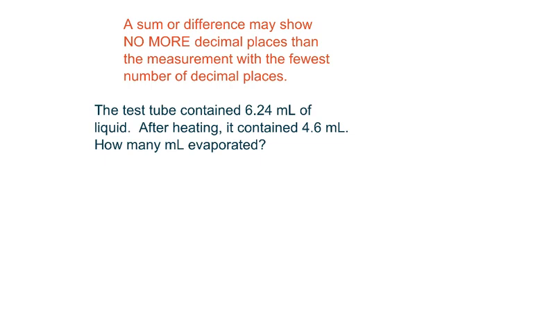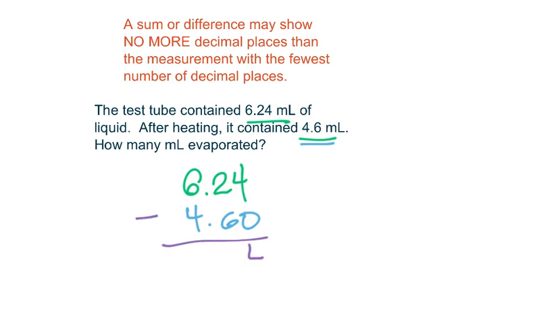Similarly, it says a sum or difference may show no more decimal places than the measurement with the fewest number of decimal places. So, okay. Then they give us an example. The test tube contained 6.24 milliliters of liquid. After heating, it contained 4.6 milliliters. How many milliliters evaporated? Okay, I get this. So this would be, I'm subtracting here. So I would take the 6.24, and I'm going to subtract my 4.6. I'll tag a 0. I know how to do this. And I'm going to place my decimal. Oop, I didn't. Whoops. I'm going to borrow 5, 12, 6, 1. Oh, there's my decimal. Okay, so 1.64. Yeah, sounds good to me.